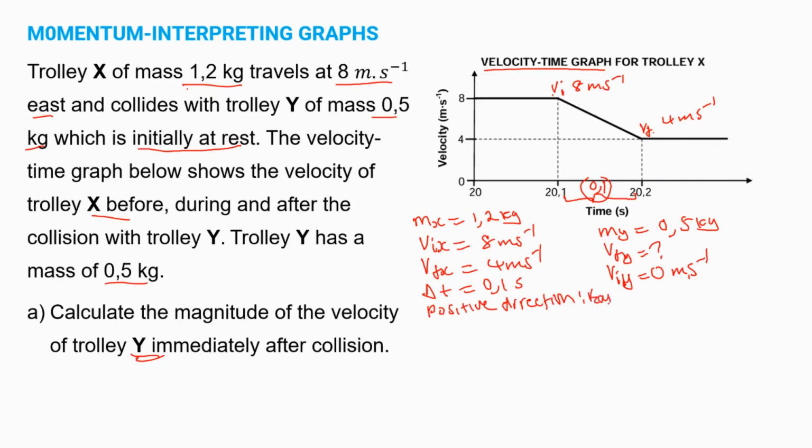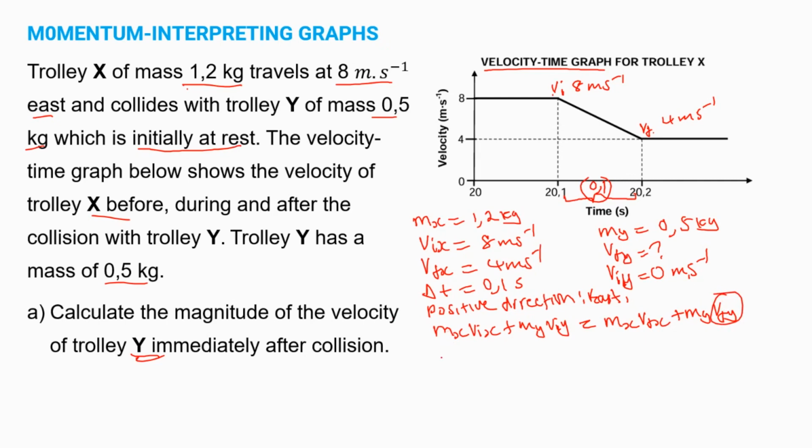Now we can use the law of conservation of linear momentum to solve for this. So the mass of X times the initial velocity of X plus mass of Y times initial velocity of Y is equal to mass of X times final velocity of X plus mass of Y times final velocity of Y. Right, let's substitute what we have.